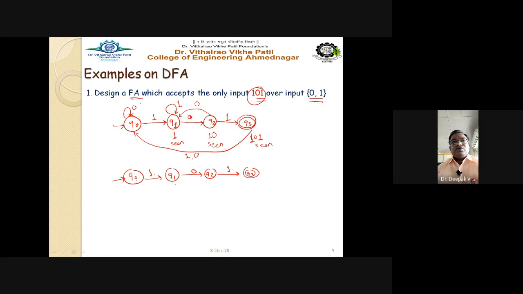So at Q0, 1 is seen. So here it is marked that 1 is seen. At Q2, 10 is seen here, right? And at Q3, 101 is seen. Clear? Okay.